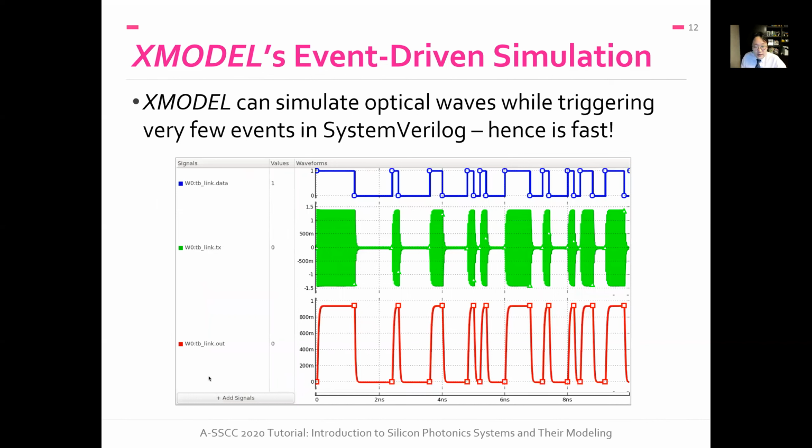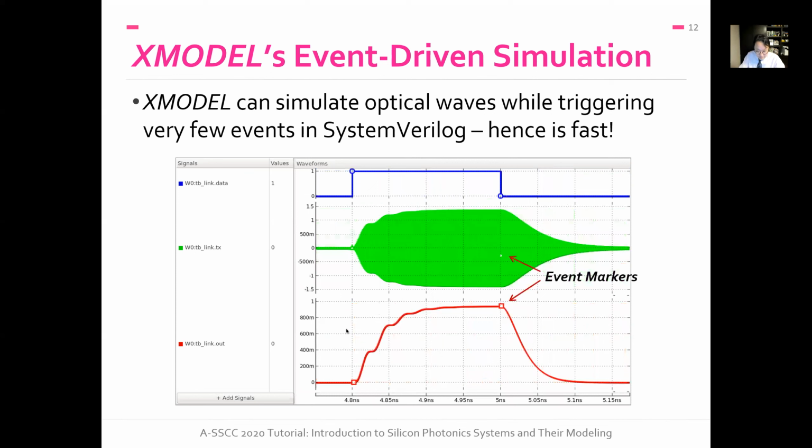So XMODEL has extended this technique to optical wave simulations, the photonic simulation, which means that even when you have these 200 terahertz optical signals, you can still do this very efficient event-driven simulation and perform a very fast simulation. So what you're seeing here is digital data modulating the intensity of the optical signal. And at the receiver side, that's being converted back to the electrical signal through photodetection. Let's zoom in a little bit more.